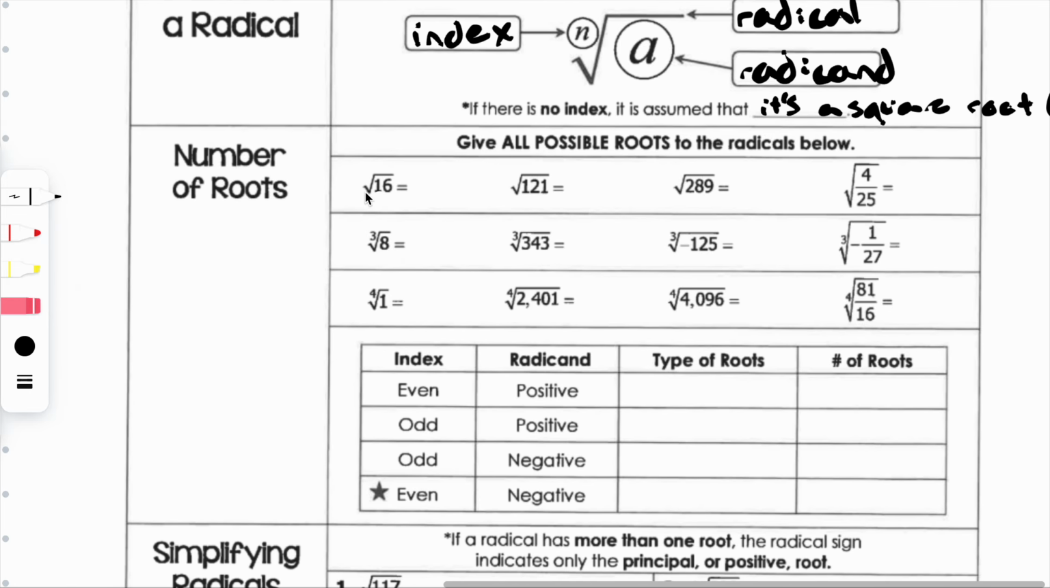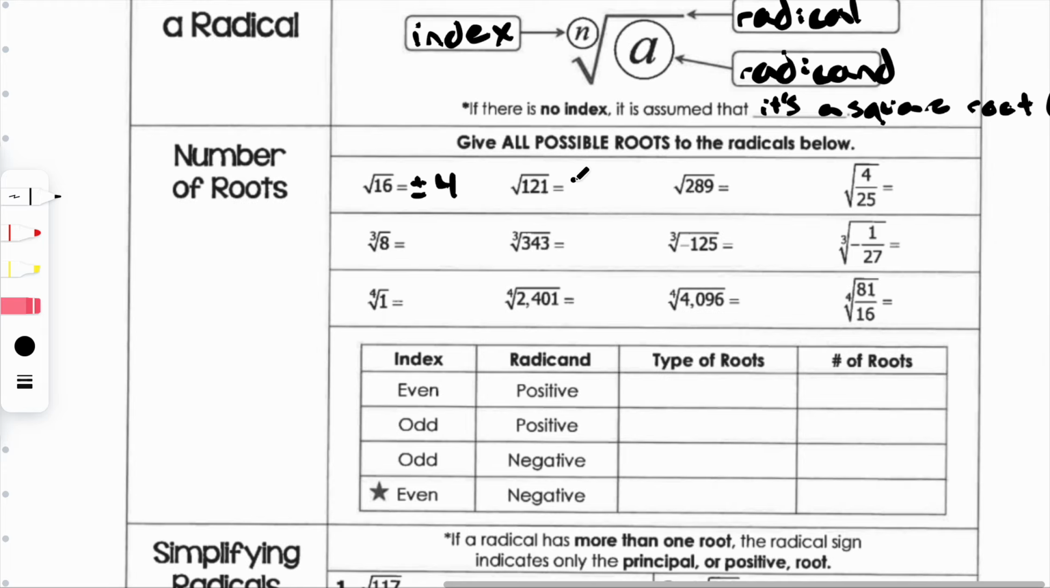Okay, so the square root of 16, remember we don't have an index, so we assume that it's 2. So we're looking for a number that, when multiplied by itself 2 times, gives us 16. So that means we're looking for a number, let's just say x times x equals 16. And that's going to give us 4 plus or minus 4. Because 4 times 4 is 16. Negative 4 times negative 4 is 16.